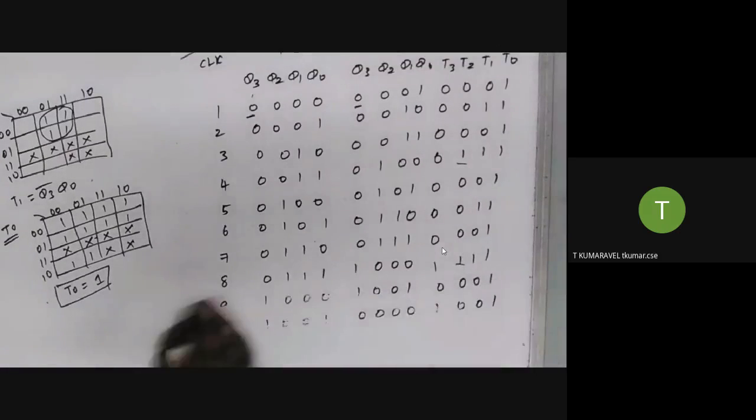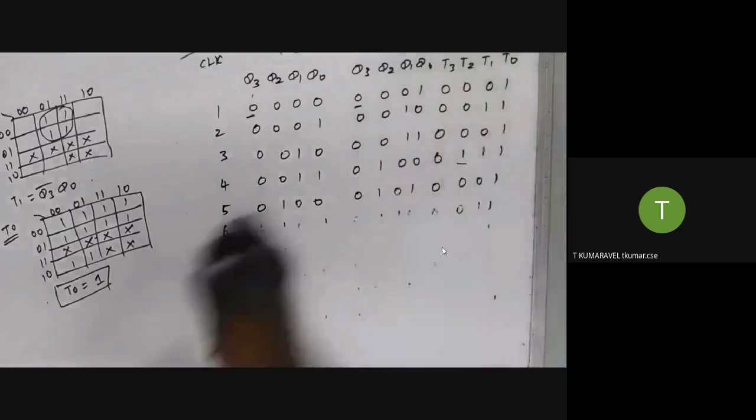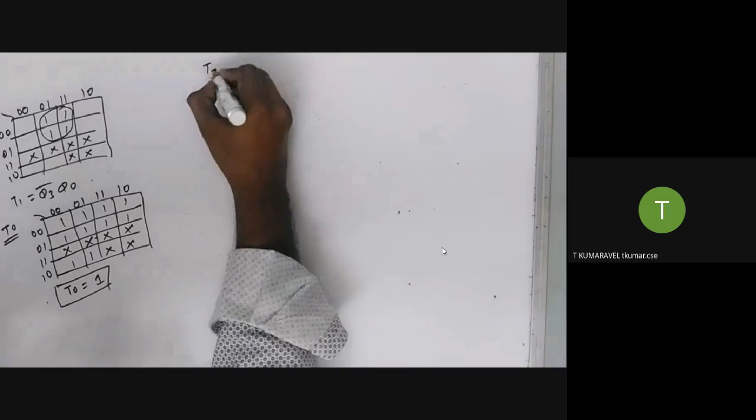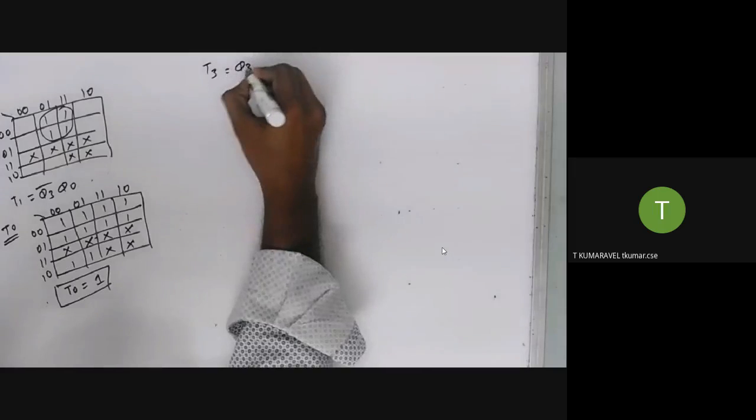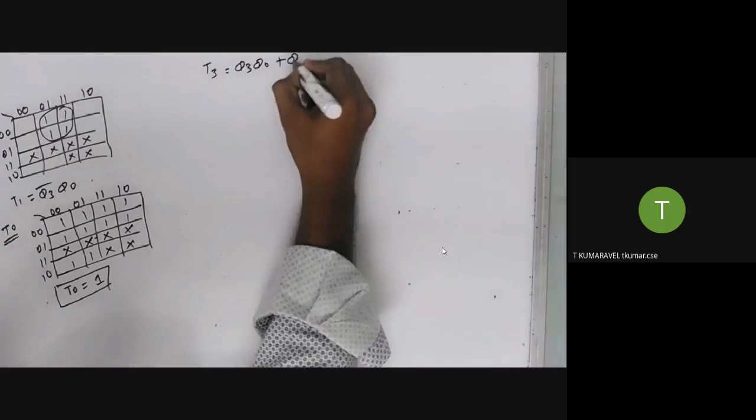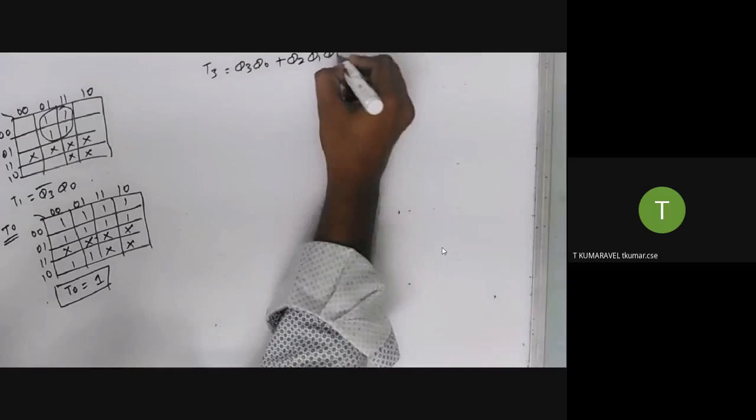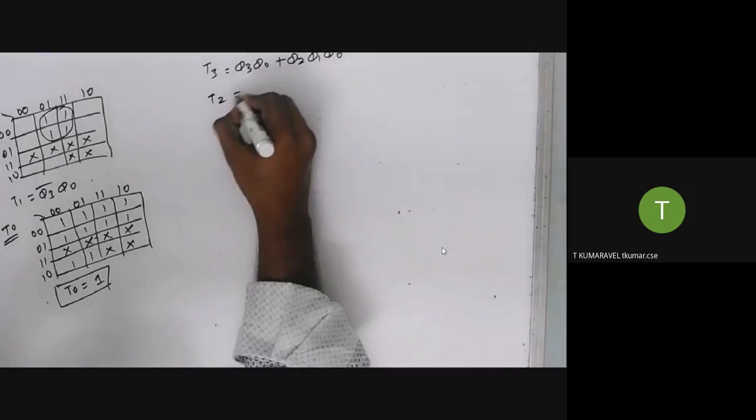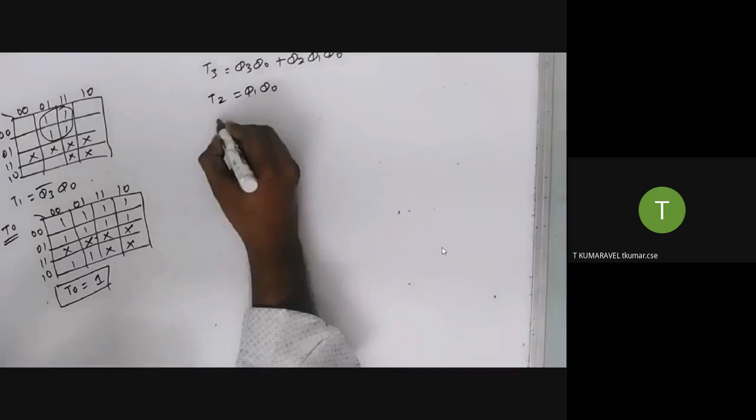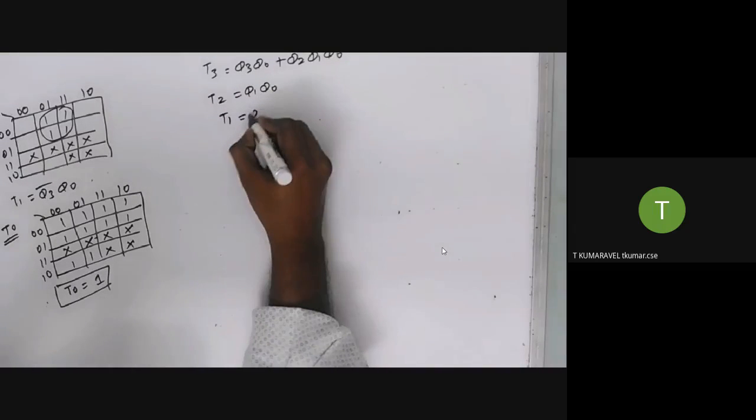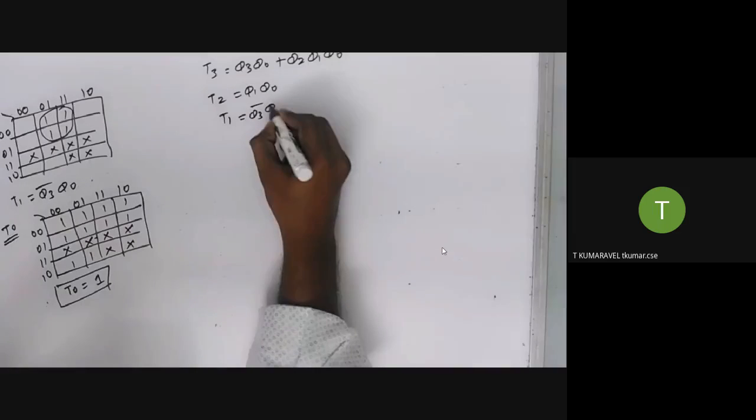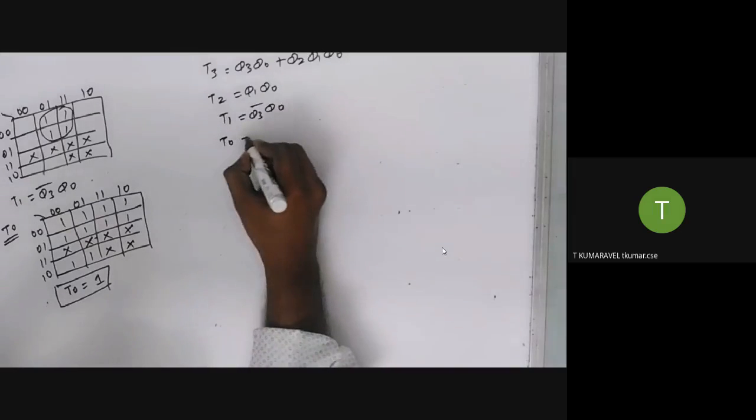Now we have successfully formed the minimized Boolean expressions: T3 equals Q3 Q naught plus Q2 Q1 Q naught. Next, T2 equals Q1 Q naught. Next, T1 equals Q3 bar Q naught. And T naught equals 1.